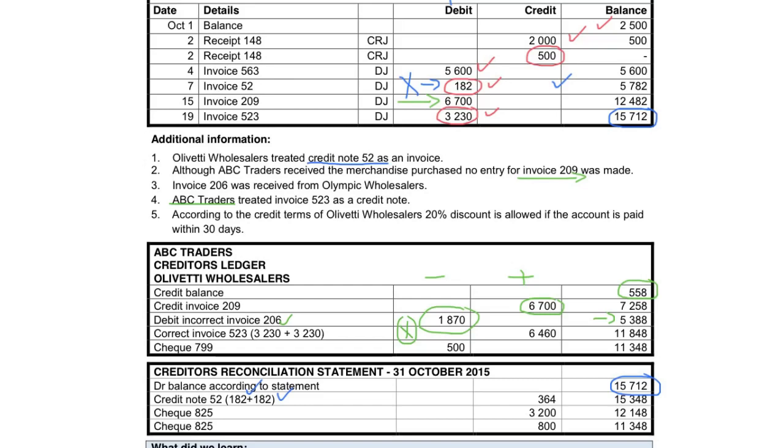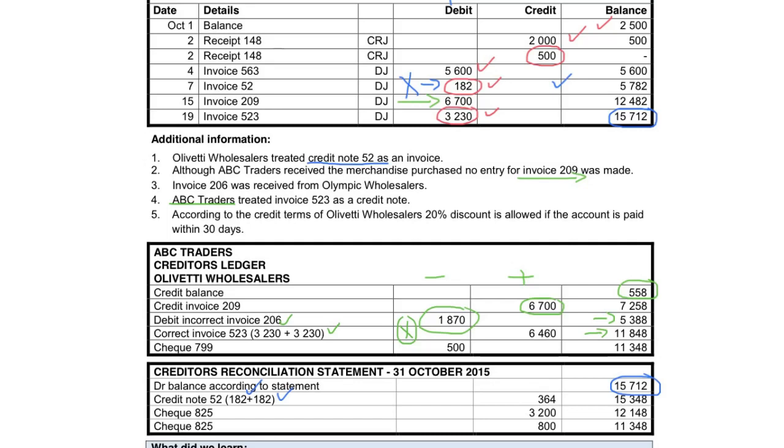And then it was supposed to go on the credit side, so I will put it a second time on the credit side so that I can show that the invoice is actually supposed to increase the debt. So the debt will now increase to 11,848.